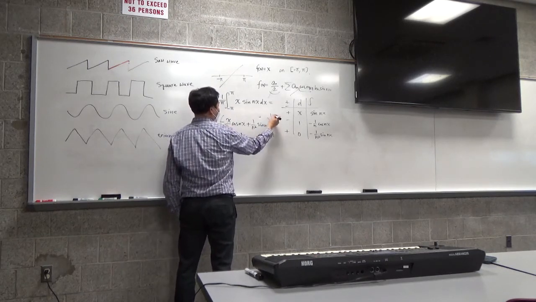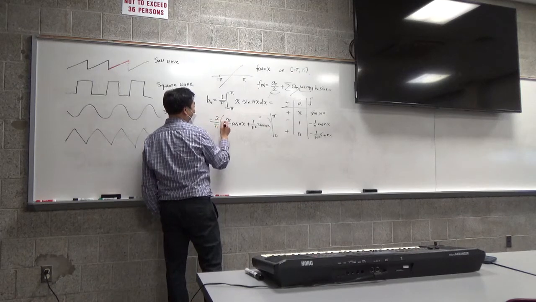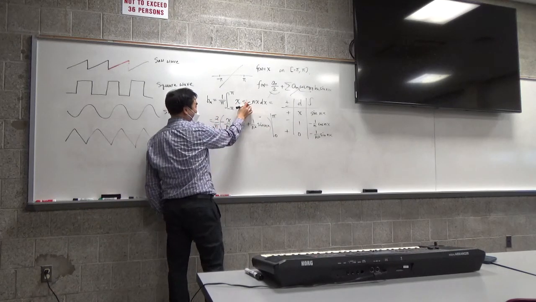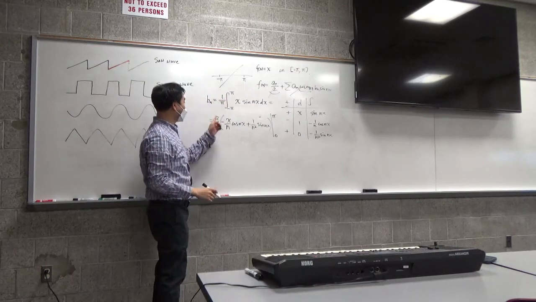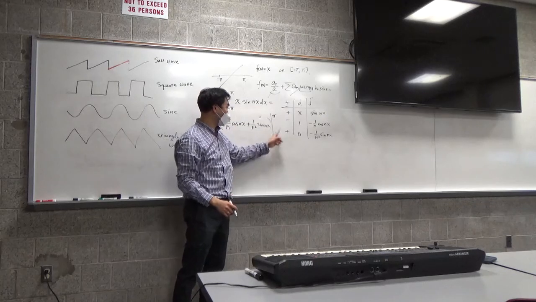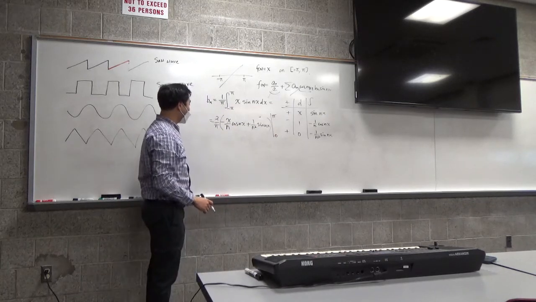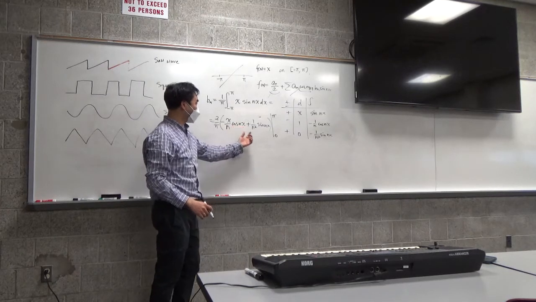And plug in pi and 0. Oh, I forgot to do that trick, 2 over pi, because x is odd, sine is odd, so the product becomes an even function. So you make it 2 over pi, but your integration is not from negative pi to pi, but 0 to pi. And again, when you plug in pi, this will be negative 1 to the nth power, this will be 0.